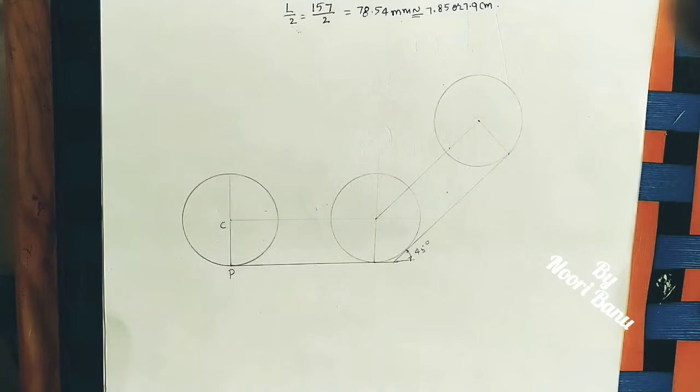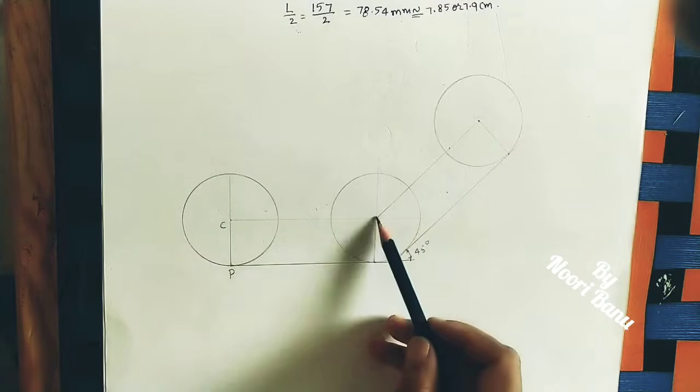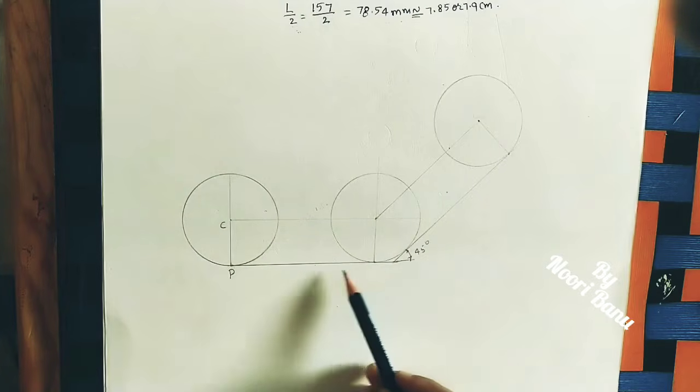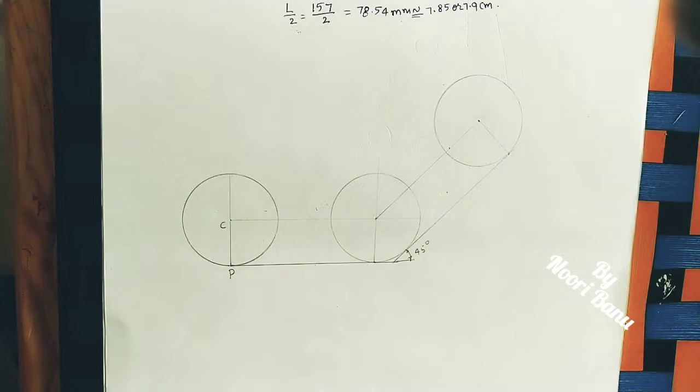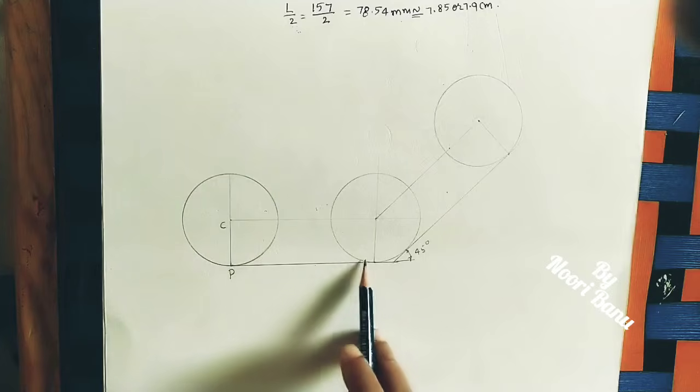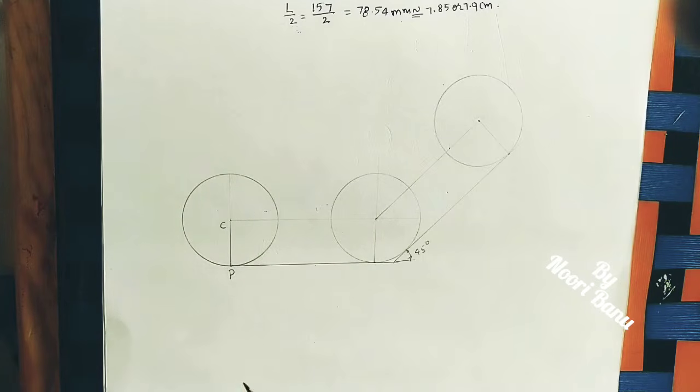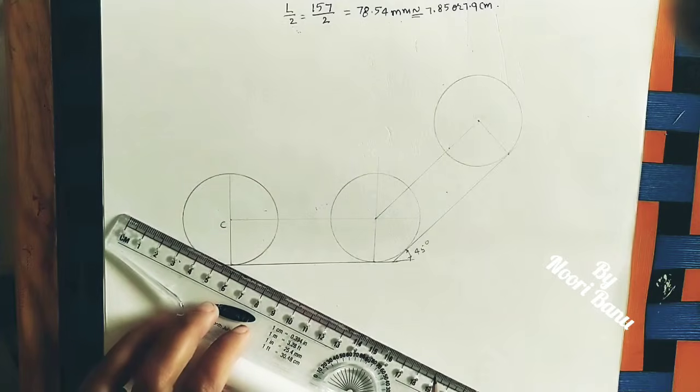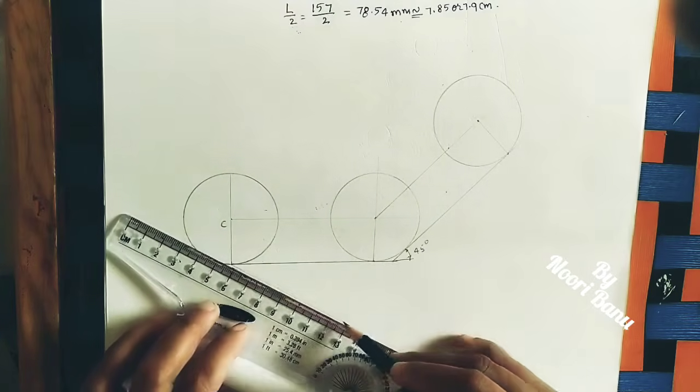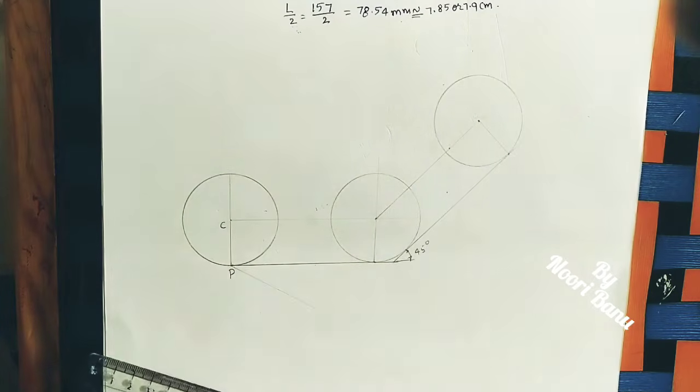Initially, divide this length, whatever length is here, and here also the same length. Divide this line into 6 divisions, half length. The remaining half we will divide into 6 divisions. For dividing this line into 6 divisions, we have one process. Just draw one inclined line, so this angle is less than 90 degrees.